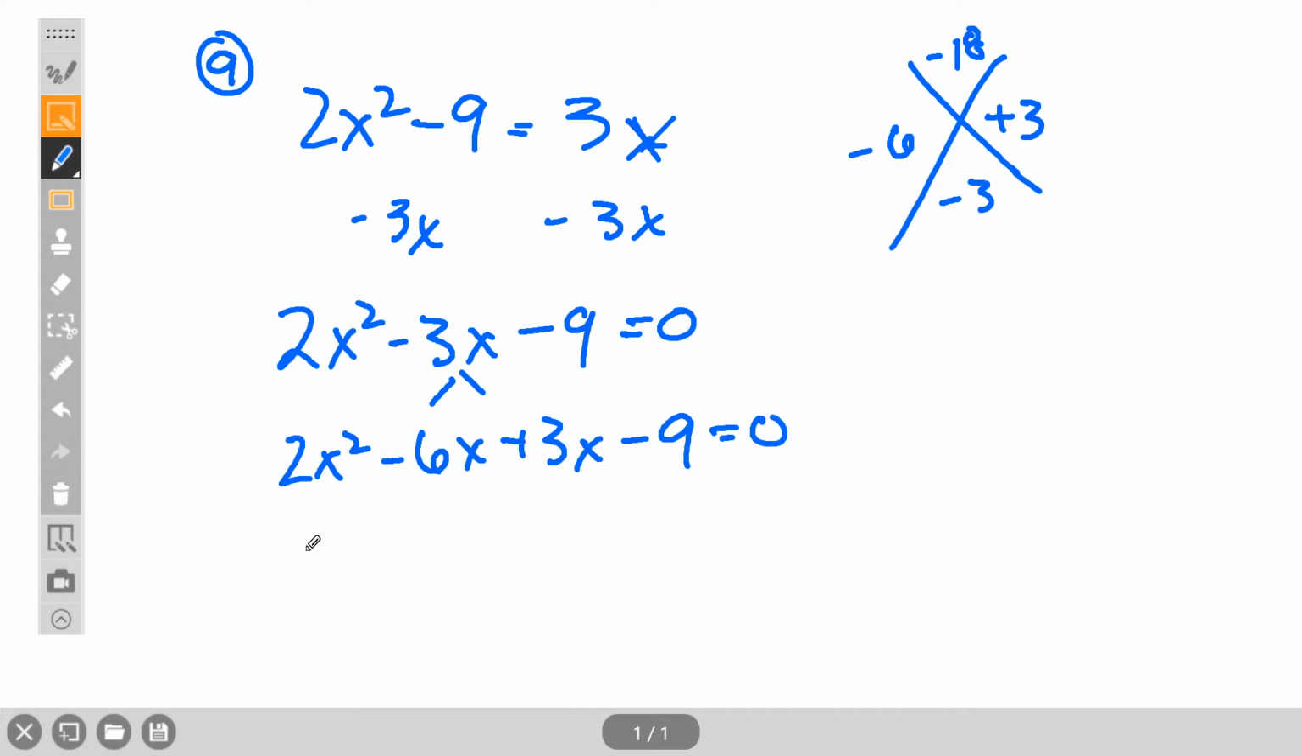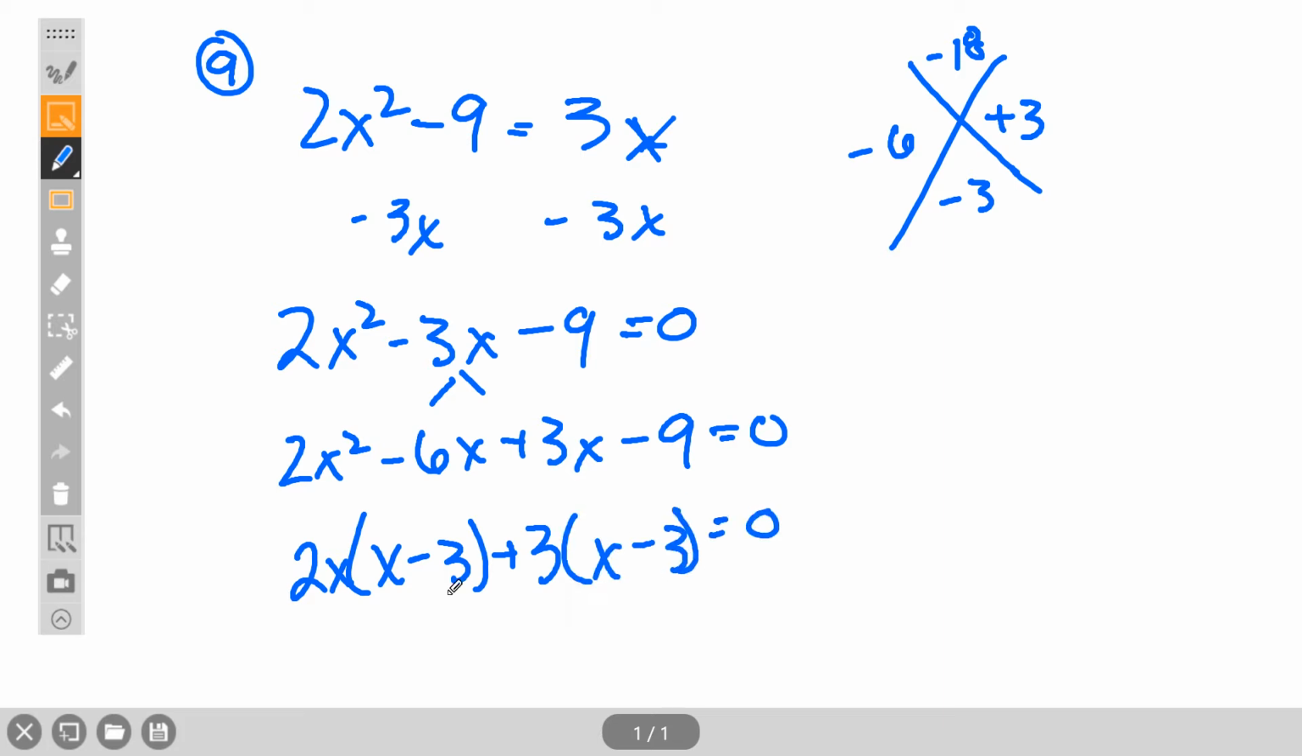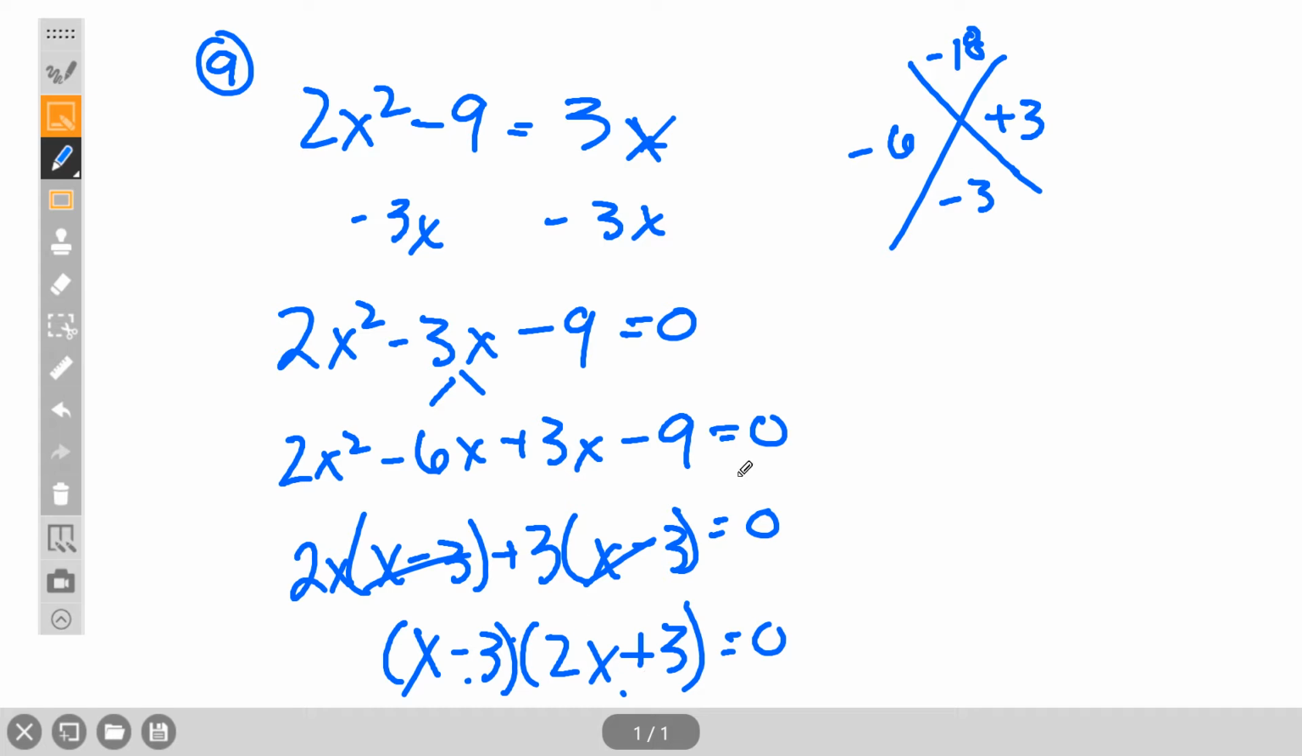And then I can factor out the GCF. The GCF of the first group is 2x. I'm left with x minus 3. Second group, the GCF is 3. I'm left with x minus 3. So these have x minus 3 in common, so that can be factored out, and I'm left with 2x and positive 3. So I have two factors multiplied together to make 0, so either this factor is 0 or this factor is 0, those two solutions.